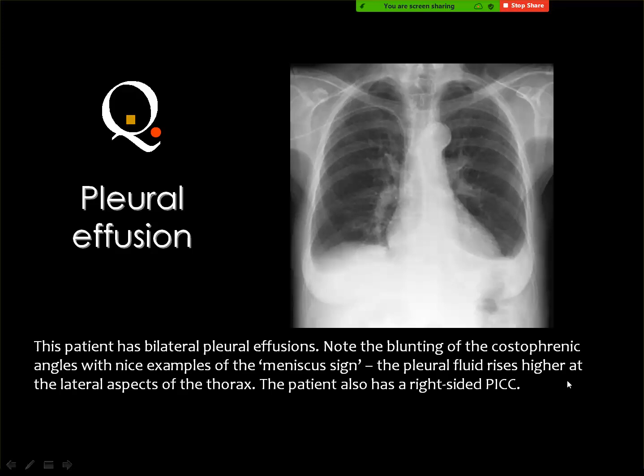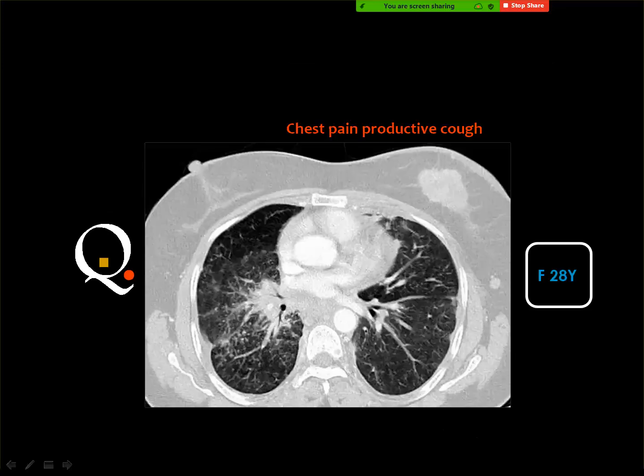Yes, this is a simple case of bilateral pleural effusion rising to the axilla, mild type, and obliterating the costophrenic angles. Chest pains, lymphangitis carcinomatosis. Is there any association with the breast? History of breast lesion, left breast. Yes, very good.